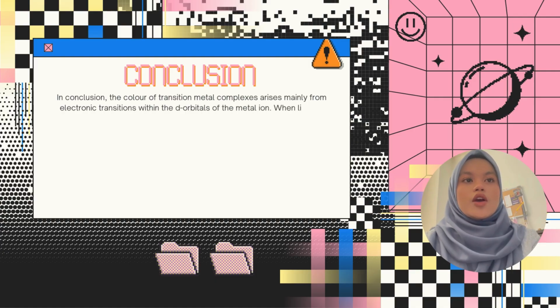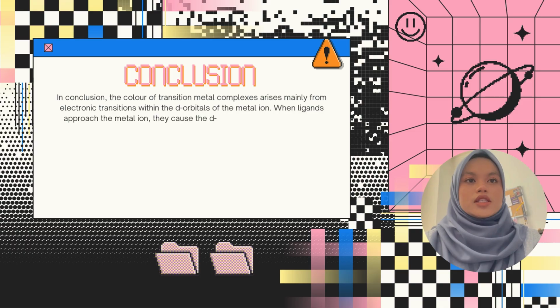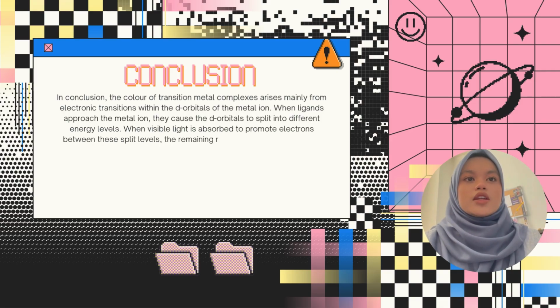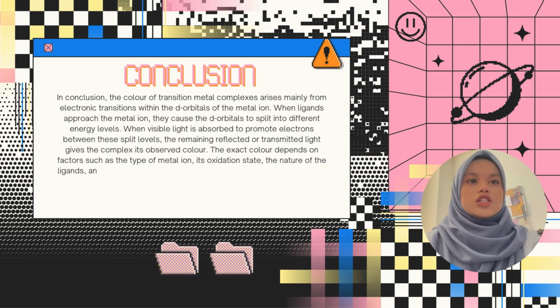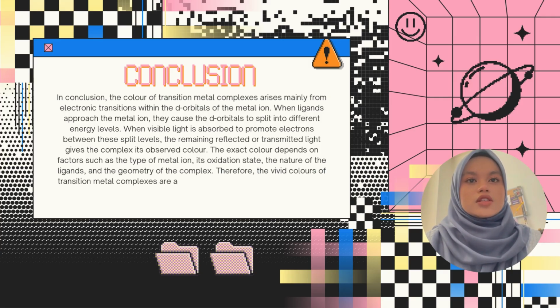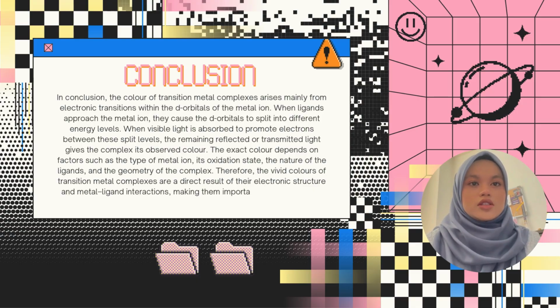In conclusion, the color of transition metal complexes arises mainly from electronic transitions within the d orbitals of the metal ion. When ligands approach the metal ion, they cause the d orbitals to split into different energy levels. When visible light is absorbed to promote electrons between these split levels, the remaining reflected or transmitted light gives the complex its observed color. The exact color depends on factors such as the type of metal ion, its oxidation state, the nature of the ligands, and the geometry of the complex. Therefore, the vivid colors of transition metal complexes are a direct result of their electronic structure and metal-ligand interactions, making them important in both chemistry and practical applications such as pigments, indicators, and catalysts.